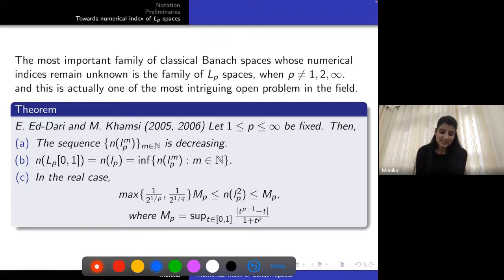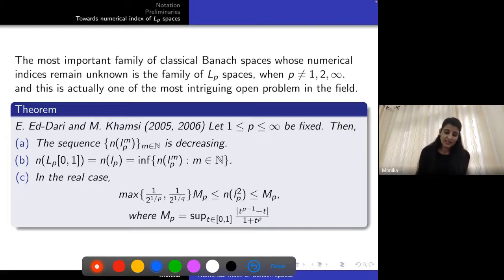So if p is not equal to 2, the numerical index of L_p^m is greater than 0, it's known. It means the numerical radius of operator T is positive for every non-null operator. So we know that every element in the sequence n(L_p^m) is positive. But the numerical index of L_p is actually the infimum. It is possible that all the elements are positive, but the infimum is 0.